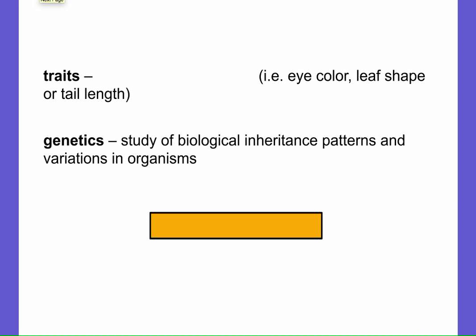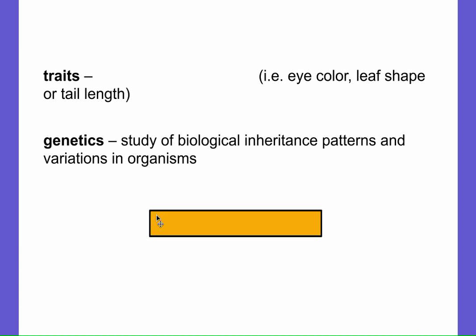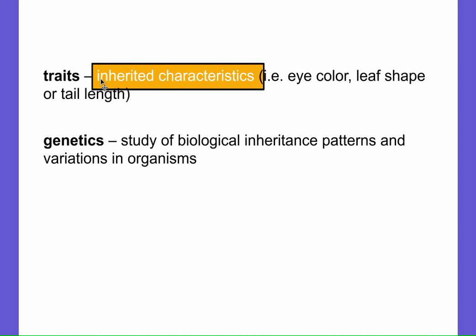So first off, you got a couple definitions here. Traits are inherited characteristics, whether they be your eye color, the shape of a leaf, the length of a tail for an animal, right? It doesn't really matter what it is. If it's something that you see, a characteristic that an organism has, and they inherited it from their parents, it's a trait, right? And then genetics is the study of the inheritance of traits in organisms, variations in those traits in organisms.